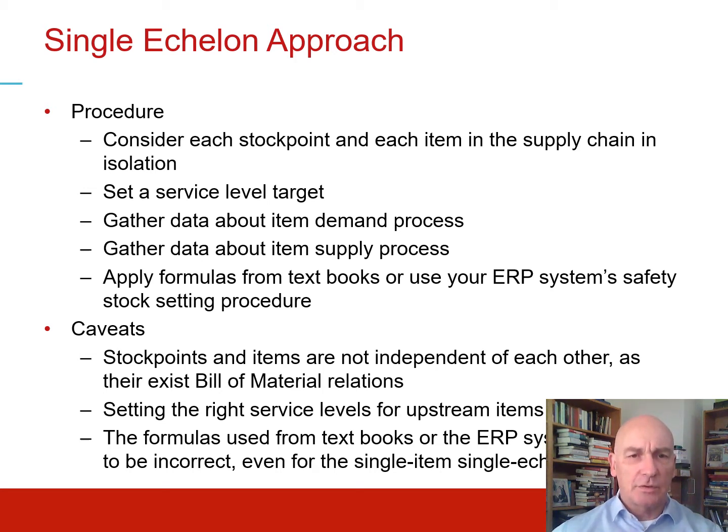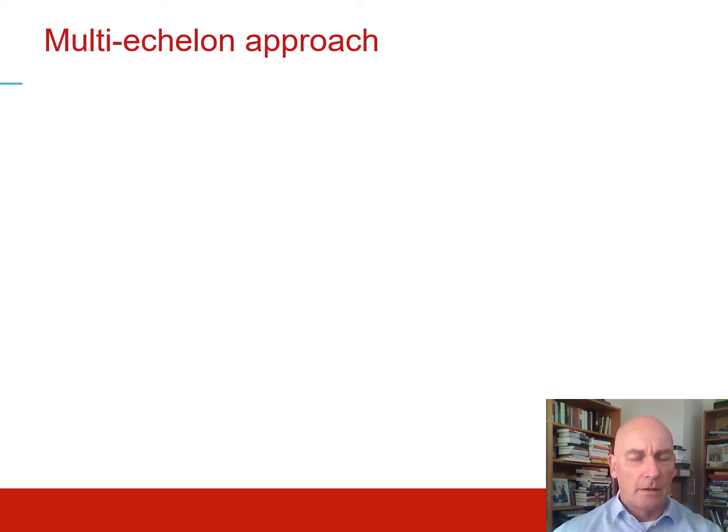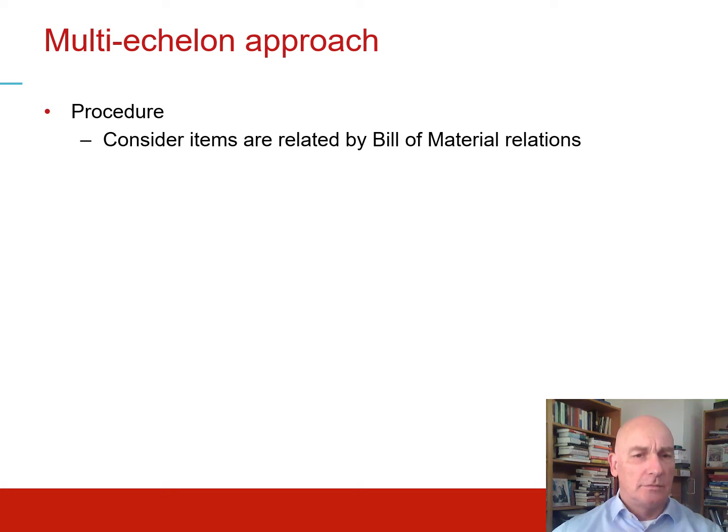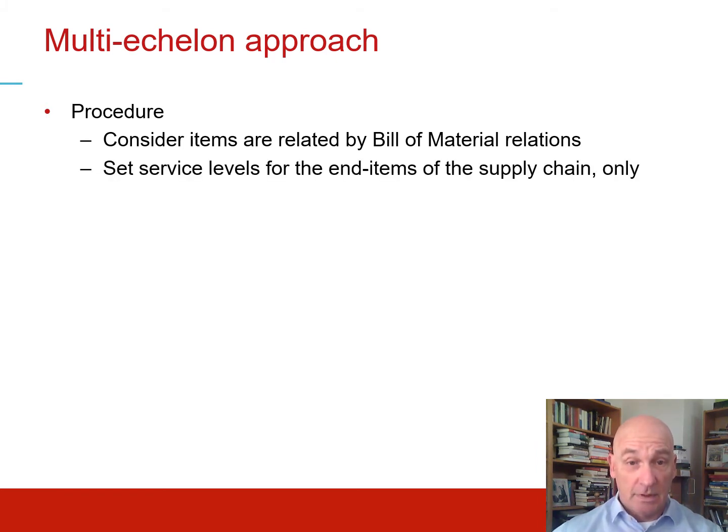Now let's turn to the so-called multi-echelon approach. Again, we consider a procedure, of course. Now, first of all, we do take into account in the multi-echelon approach the bill of material relations. Then what's the major difference between multi-echelon and single echelon is that we set service levels only for the end items, only for the items with demand that comes out of a marketplace that we don't control.